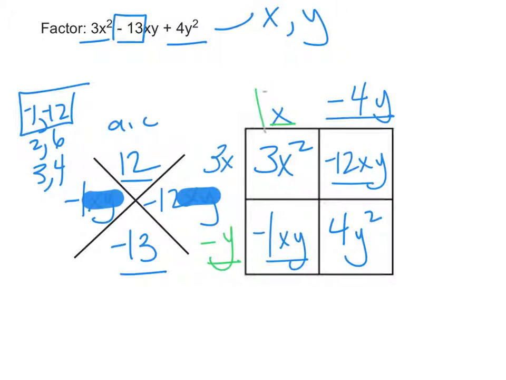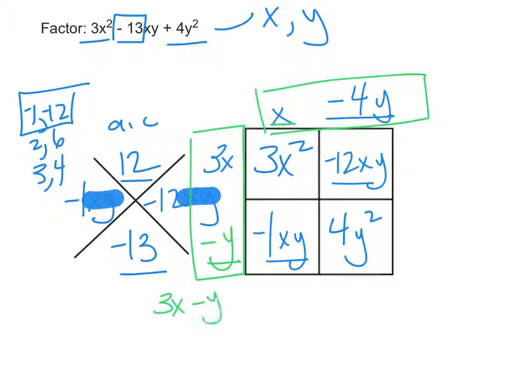So that leaves me with x minus 4y to be one factor and 3x minus y to be my other one. So 3x minus y and x minus 4y will be my factors for the trinomial 3x squared minus 13xy plus 4y squared.